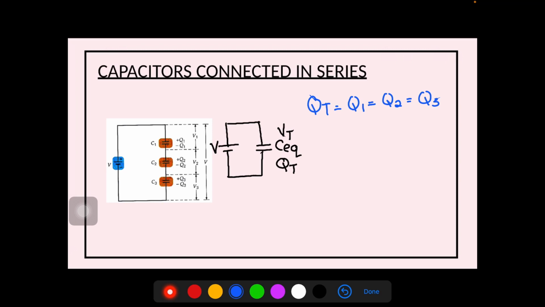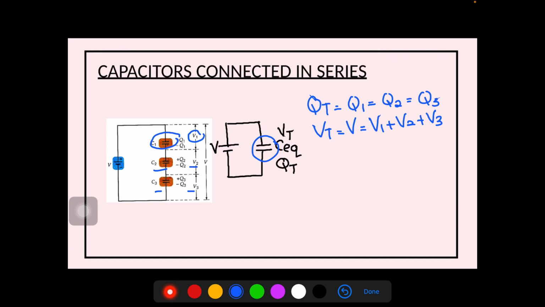So how about V? V total here is equivalent to V, but this V is equal to V1 plus V2 plus V3. So each capacitor has its own potential difference: C1 has V1, C2 has V2, C3 has V3. So how to find the equivalent capacitance? How to find this equivalent capacitance?